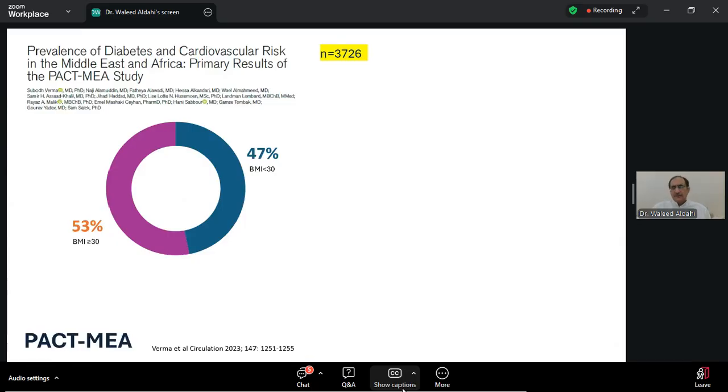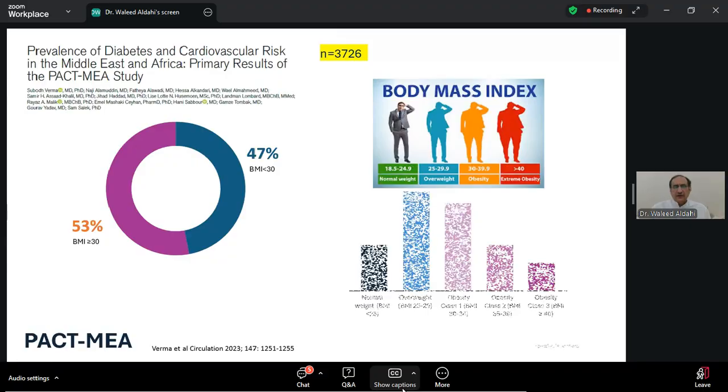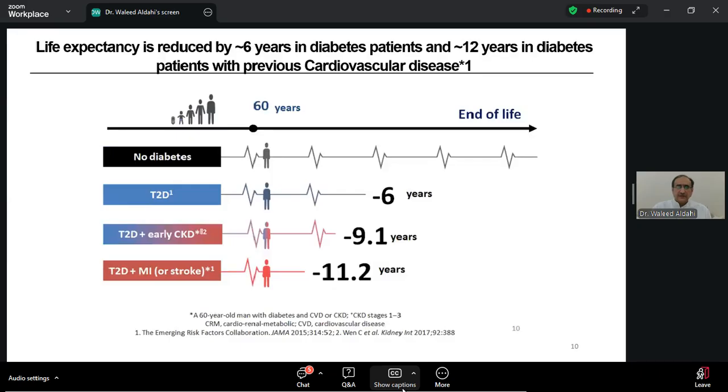Again, this is from PACT-MEA, and you can see here for obesity and cardiovascular disease, the higher your BMI, the higher your level of cardiovascular disease. And this is basically a very well established fact.